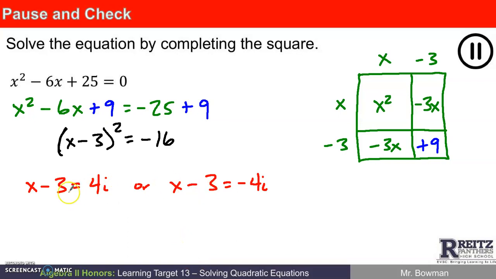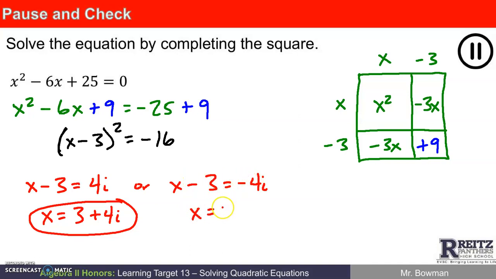I can solve both of these equations for x as well by adding 3 to each side. But if I add 3 to 4i, I'm just going to get the complex number 3 plus 4i. Don't make it 7i, right? Only the real and the imaginary parts would combine. This equation, if I add 3 to both sides, would give me 3 minus 4i. And there are my two solutions.